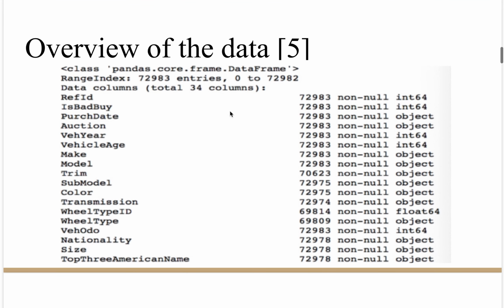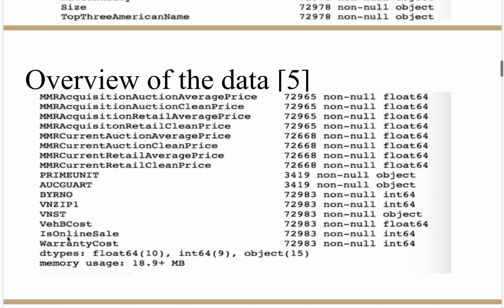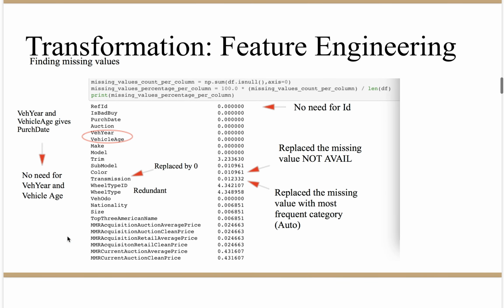You can see that we have, for example, reference ID as one of the features. We have auction, vehicle year, vehicle age, the make of the car, model of the car, and some other features. The total will be 33, and one for whether the car is a kick car or not. Before continuing, it's important to do some transformation and feature engineering.